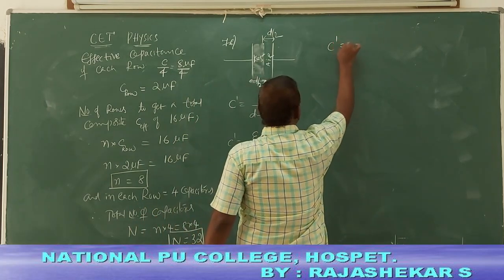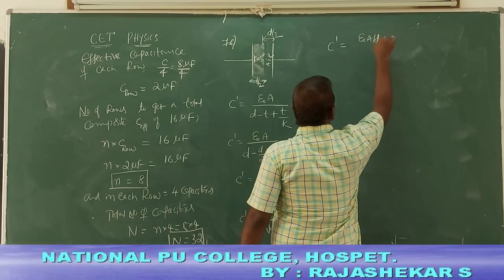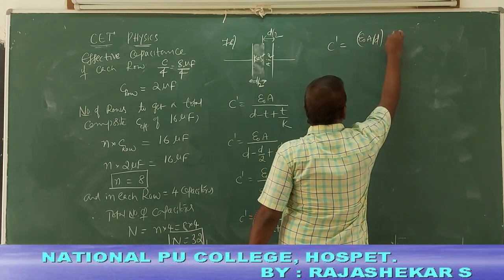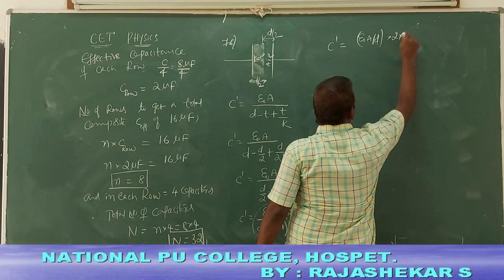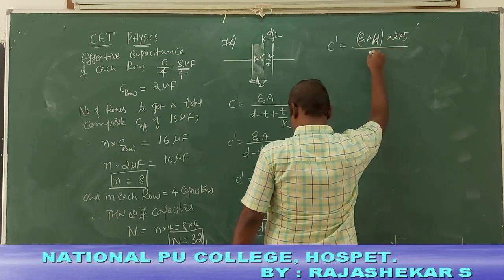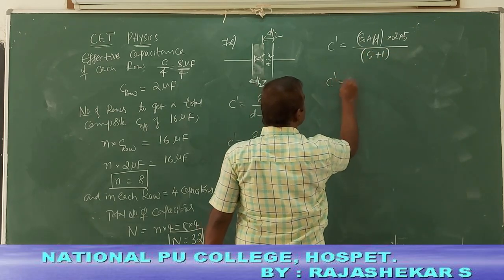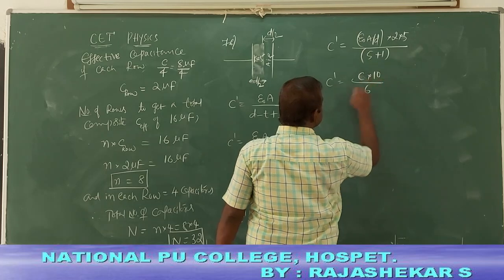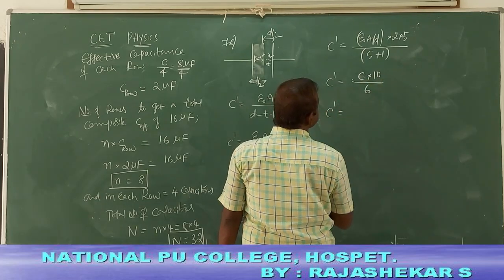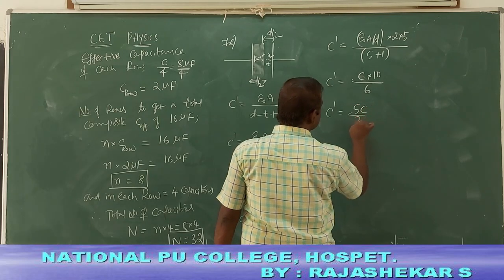C dash is equal to E naught A by D is to C into 2 × 5 divided by 5 plus 1, C into 10 divided by 6, or 5C/3.